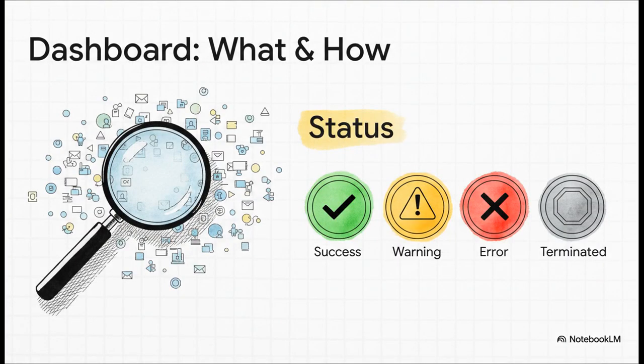Next, we've got the what and the how. Now, we already mentioned objects scanned, that gives you the scope, but the real star of the show here is the status column. This delivers the final verdict in one of 4 super clear terms: success, warning, error, or terminated. This is your immediate signal, either for peace of mind or as a call to action.